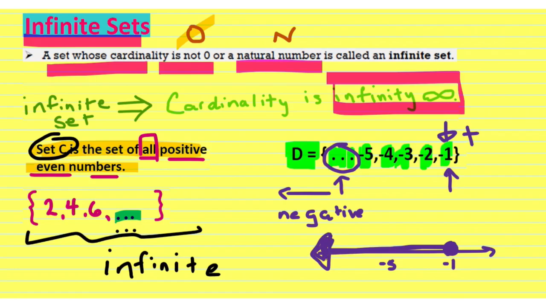So that means that it would go on forever and ever. So you would put an arrow there, and that would indicate that it's going in a negative direction, and we do not have an end. So if we do not have an end, even on the negative side, this set D is going to be an infinite set.